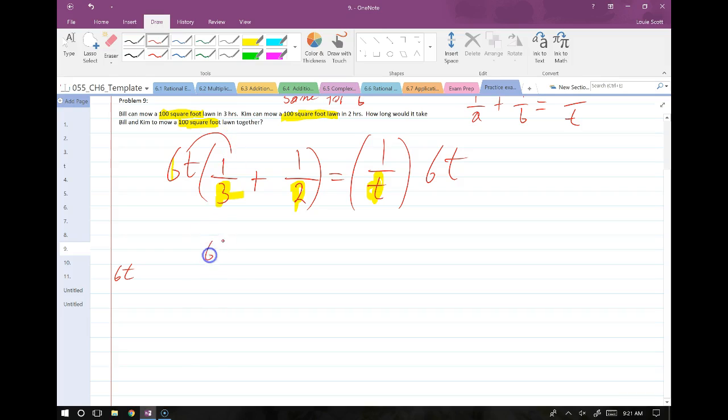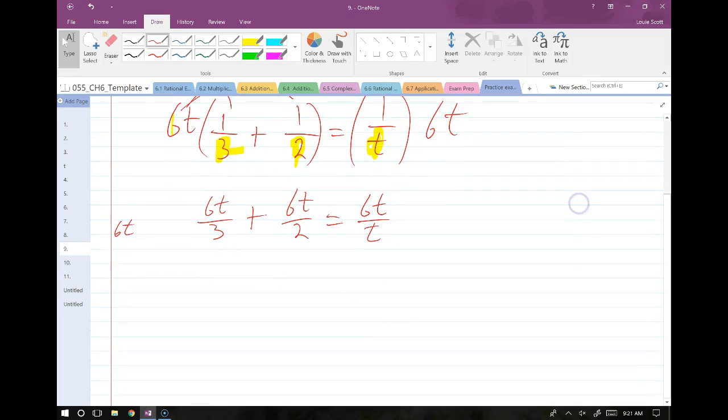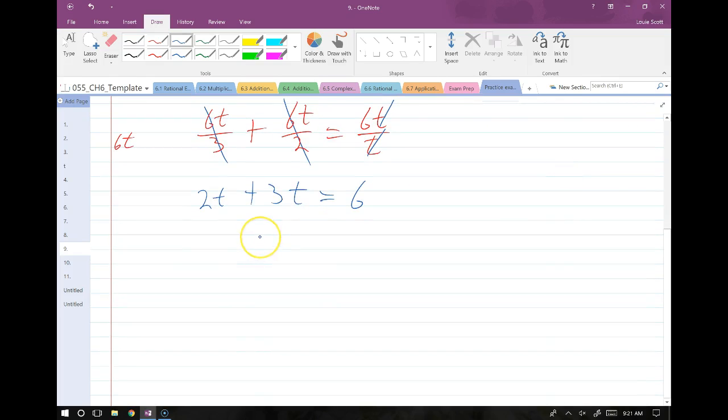So I multiply in here, and I have 6t over 3. Multiply in here, and I have 6t over 2. That is equal to 6t over t. I'm going to go through and do some simplification. I'm going to switch to blue because why not? 6 over 3, that's equal to 2, so I have 2t. 6 over 2, that's equal to 3, so that gives me 3t. And then 6t over t, the t's will cancel, and I have just a plain old 6. Now, I just combine my like terms, which gives me 5t.